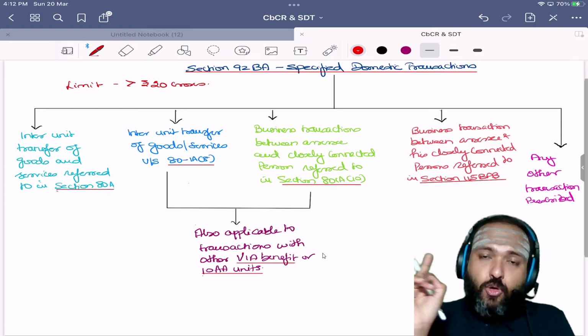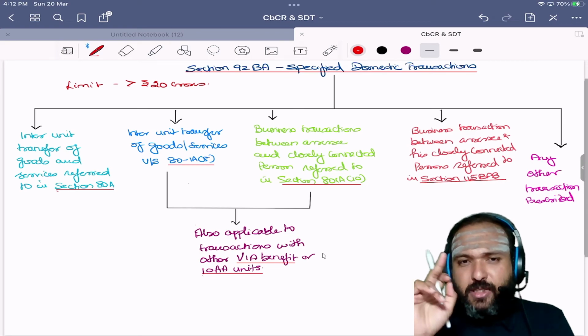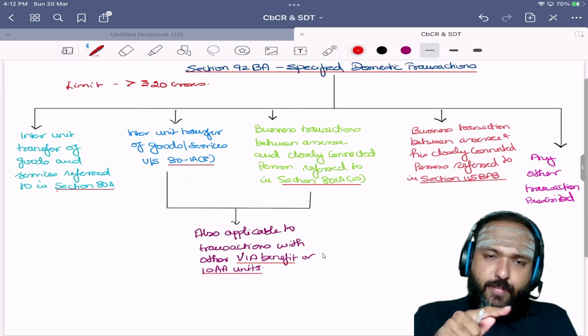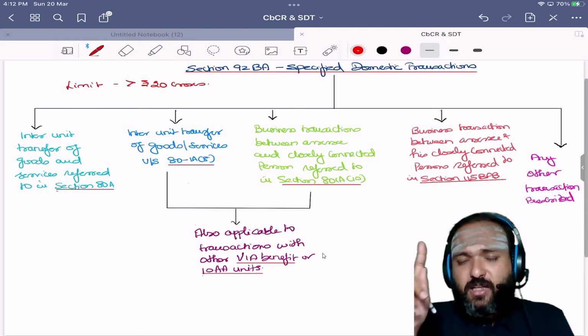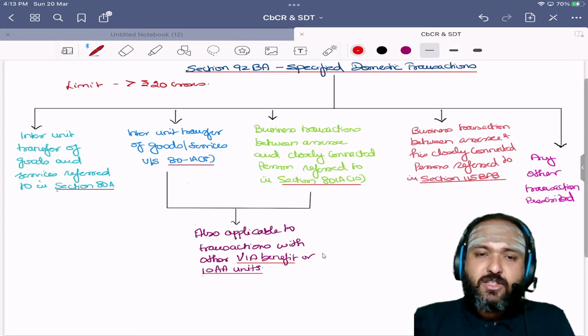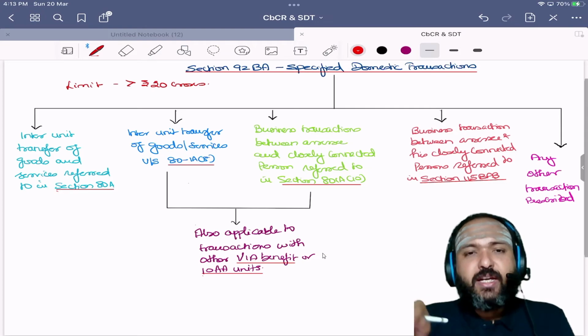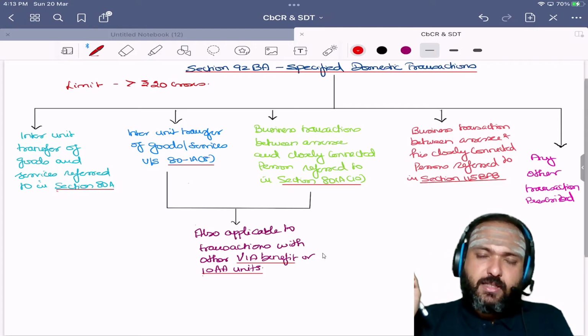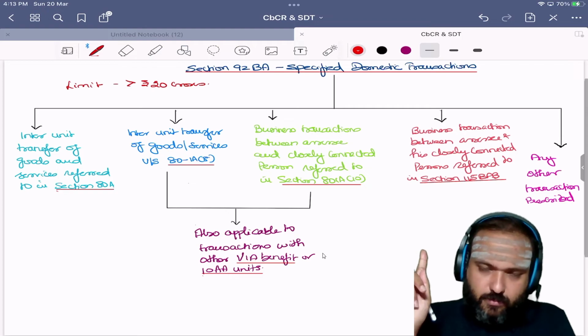Business transaction between closely connected associate, joint venture, subsidiary, and another company where the associate or subsidiary or joint venture has a tax holiday unit, while the company as such does not have a tax holiday unit. If they keep transferring it in this way, then again it will be considered as a specified domestic transaction.